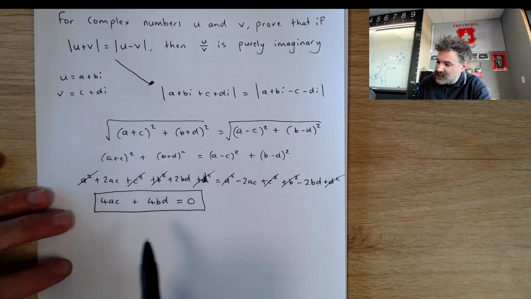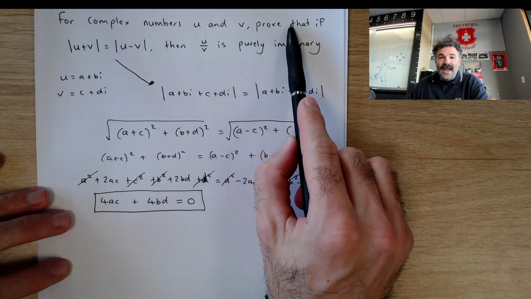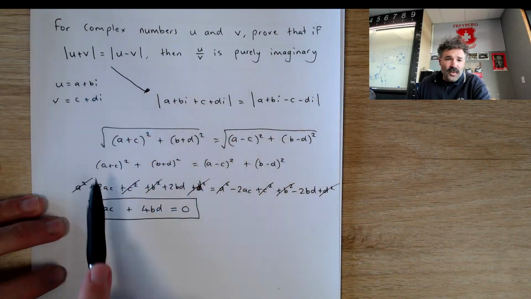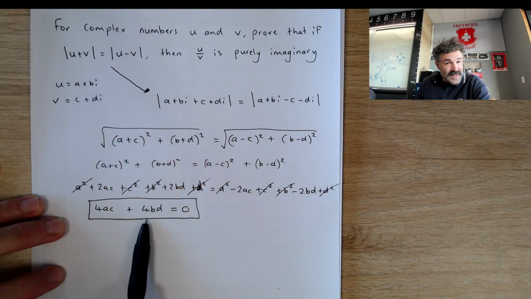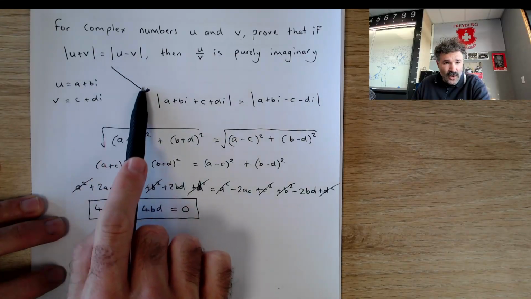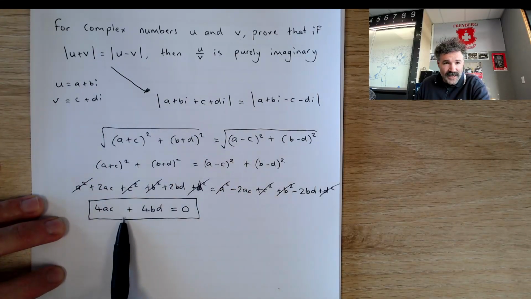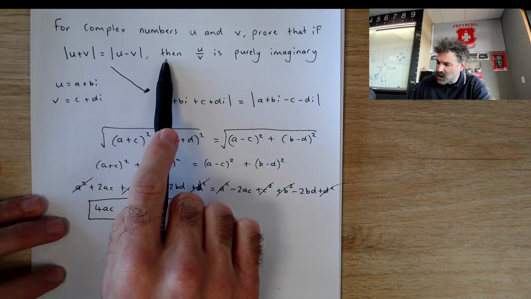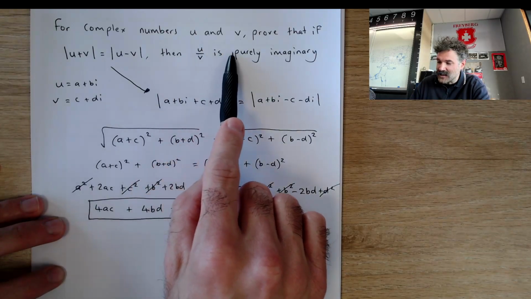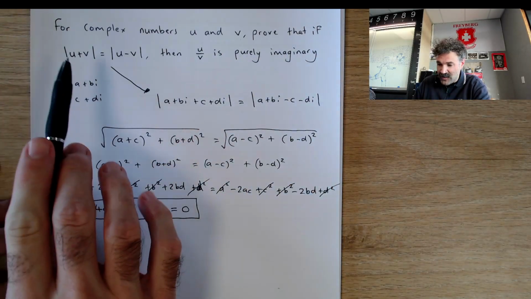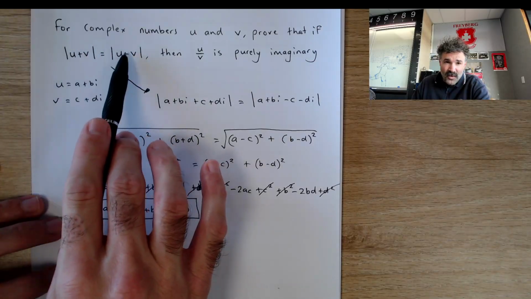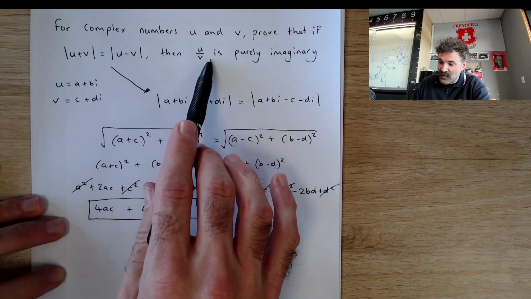All right, so they've said, prove that if this is true, which boiled down to basically this being true. If this is true, and I worked through it and it boiled down to this, we now want to show that u divided by v is purely imaginary. If this property is true about u and v, we need to prove that u divided by v is purely imaginary.